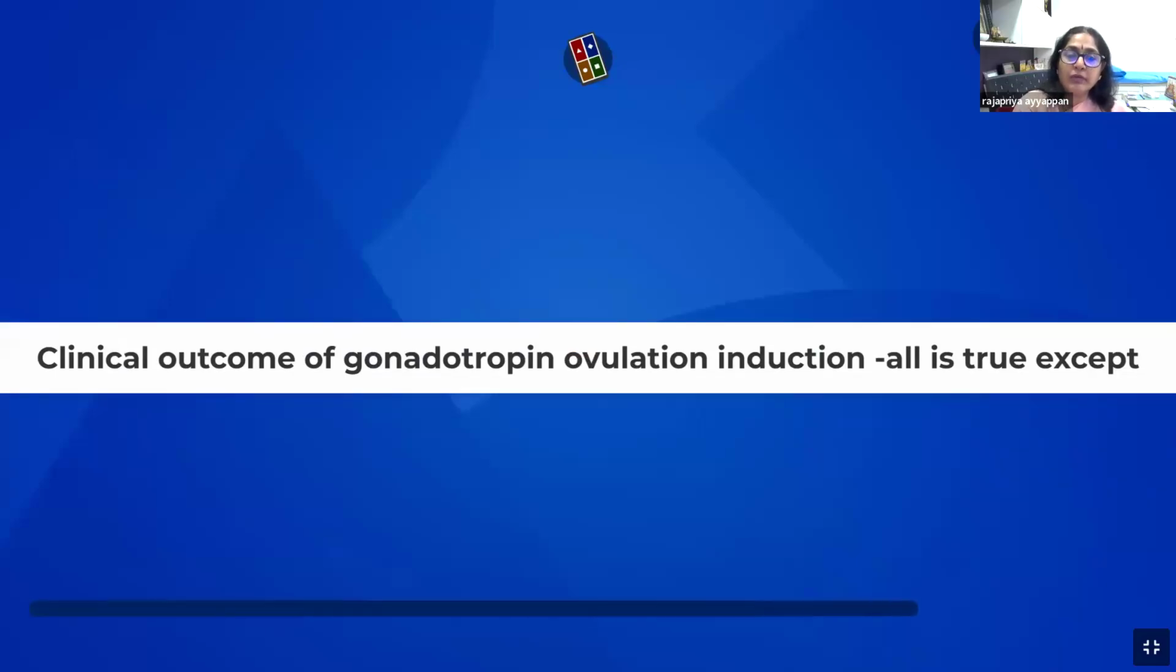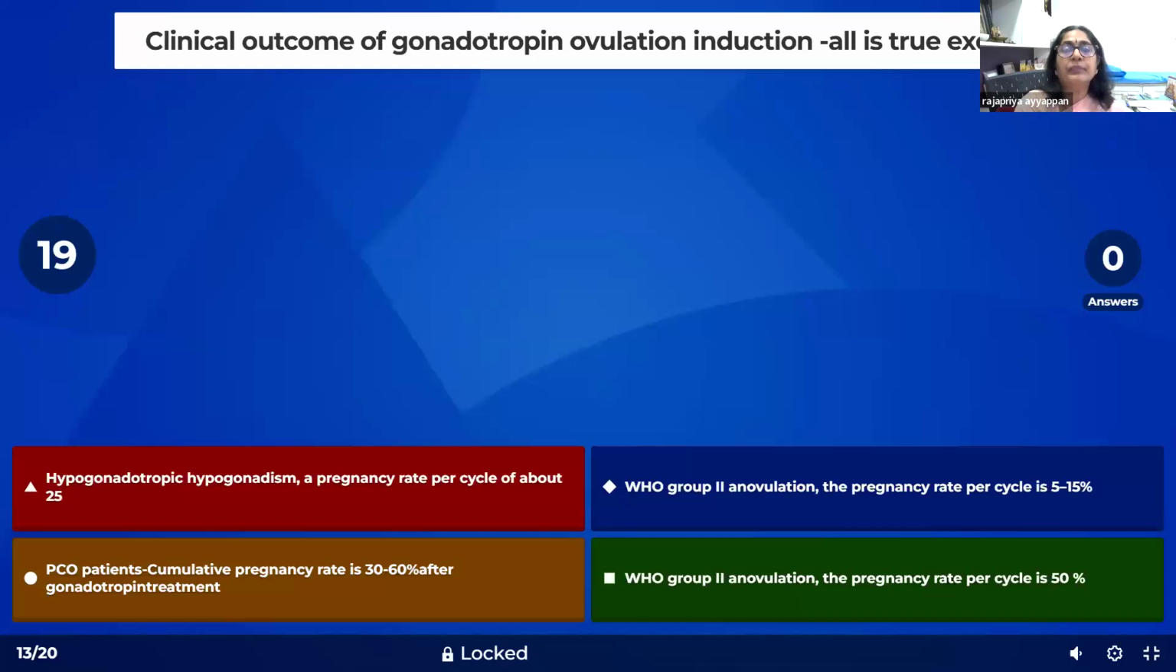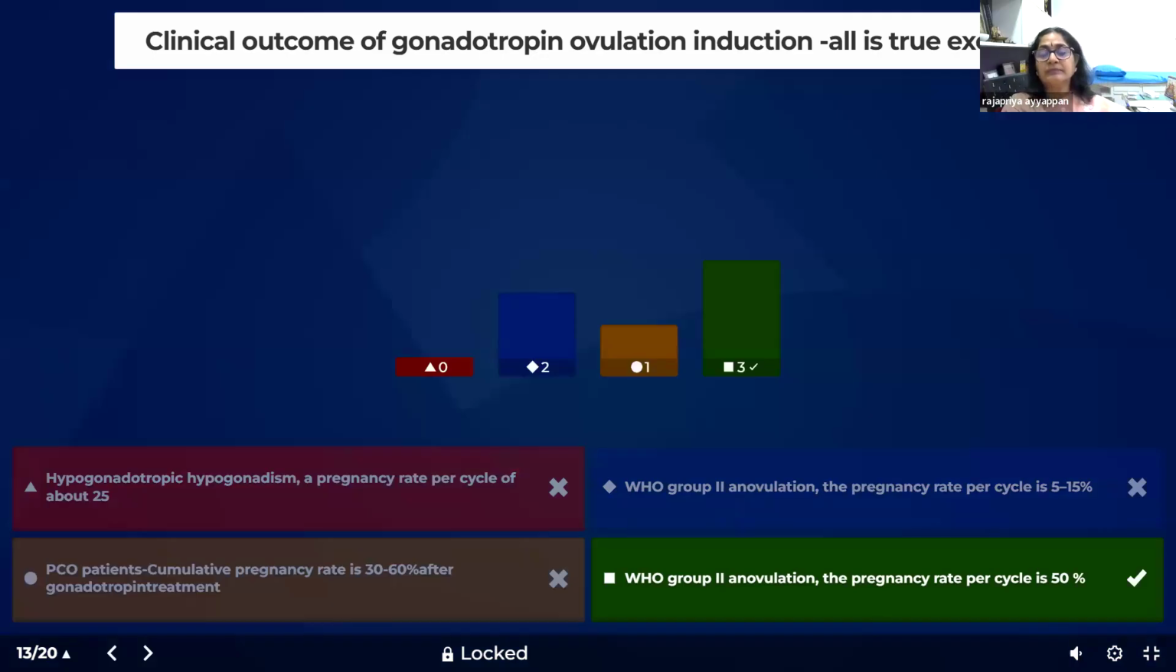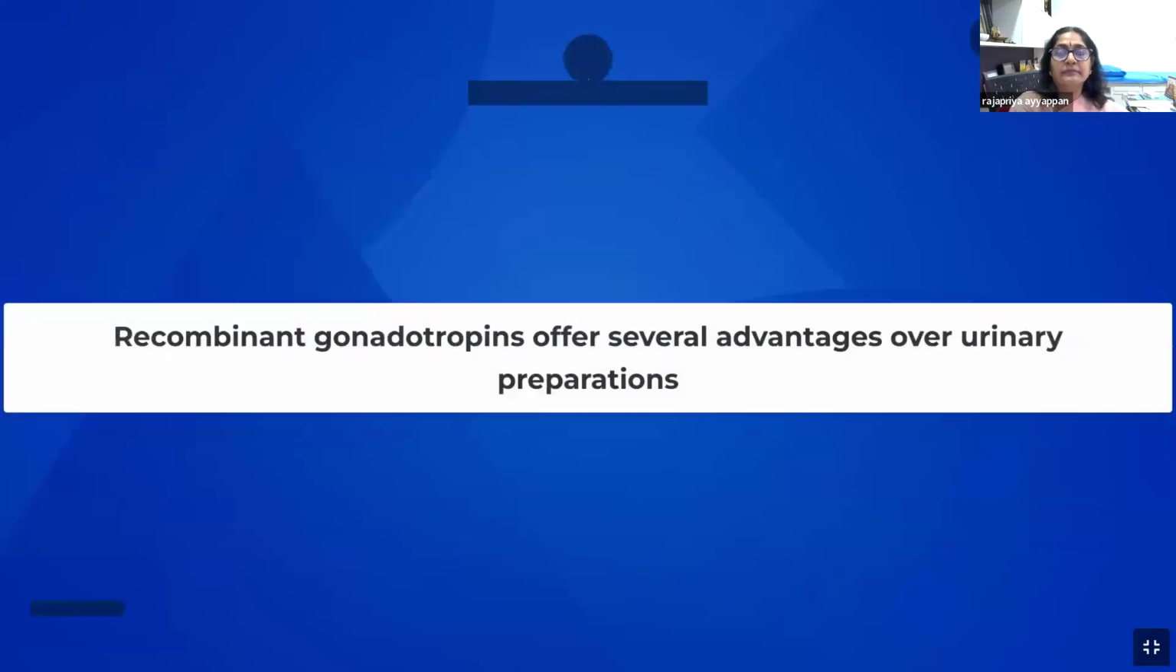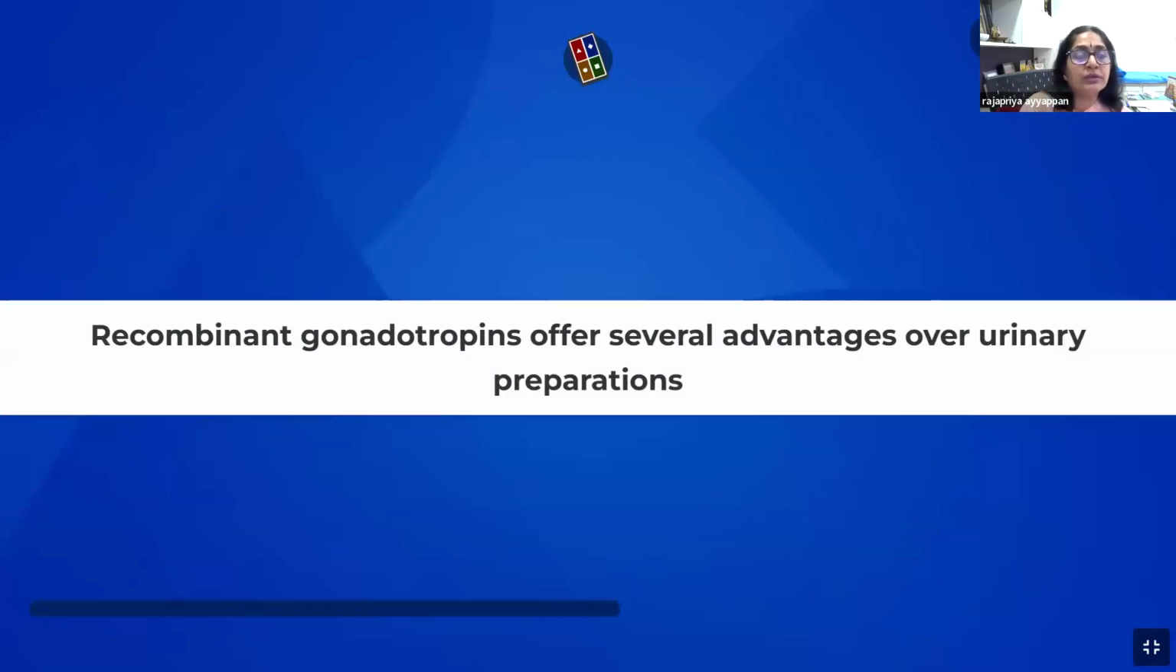Now, the clinical outcome of gonadotrophin ovulation induction, all is true except: hypogonadotrophic hypogonadism, the pregnancy rate is about 25%; WHO group 2 anovulation, the pregnancy rate is around 5 to 15%; WHO group 2, the pregnancy rate is around 50%; and PCO patients, cumulative pregnancy rate is 30 to 60% after gonadotrophin treatment. The answer is the pregnancy rate of 50%. We have 6 more questions to go.